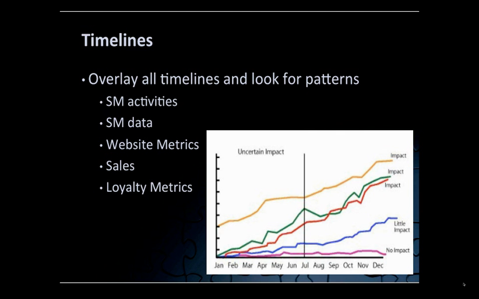You have to also have timelines. You have to overlay all timelines and look for patterns. So look for SM activities, look for SM data, website metrics, sales, loyalty metrics. All of this is important when doing your research for your campaign.